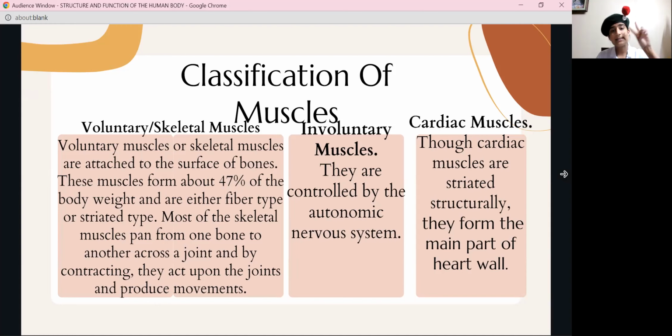Clear? The second type of muscles are involuntary muscles. They are controlled by the autonomic nervous system. Okay. Third are the cardiac muscles, which, though structurally striated, form the main part of the heart. Clear?